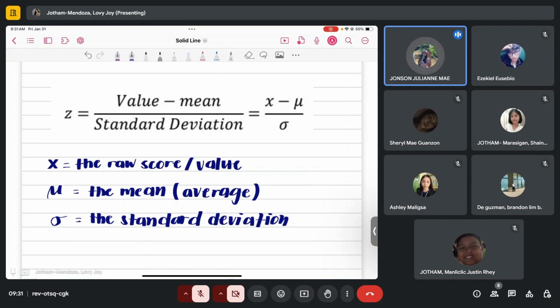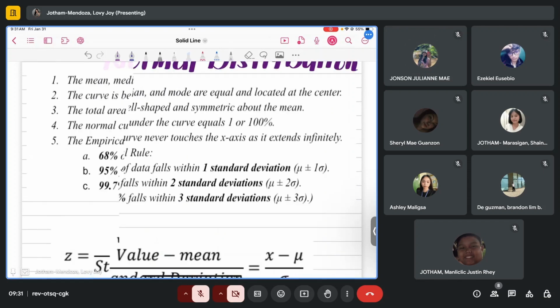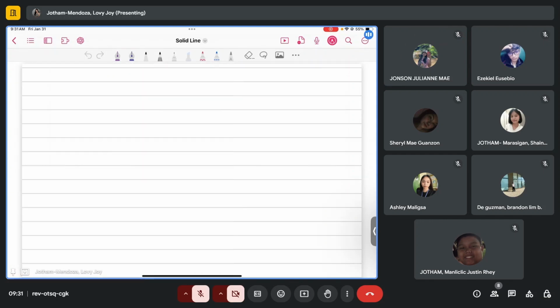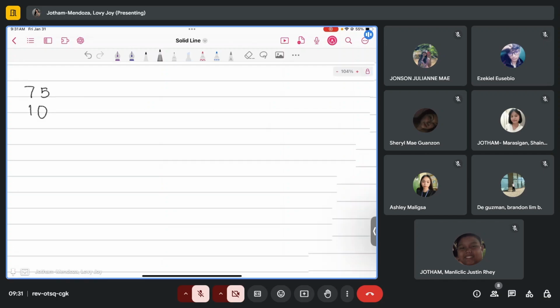Can you show an easy example? Okay, so let's say the average math test score is 75 and the standard deviation is 10. If a student scores 85, what is their z-score? Firstly, we will use the formula. You will substitute x with 85, the mean with 75, and the standard deviation with 10. So here's the formula.